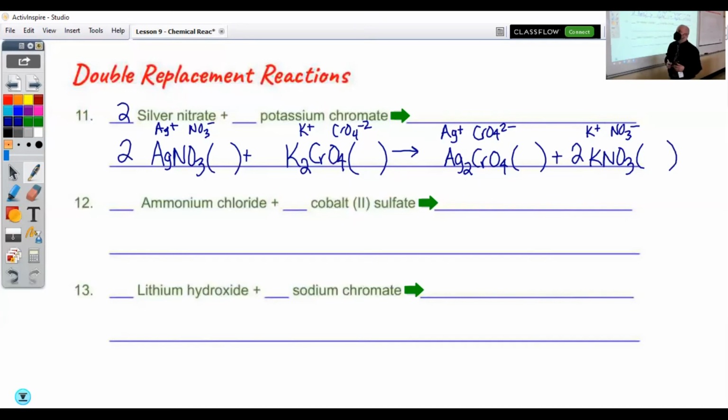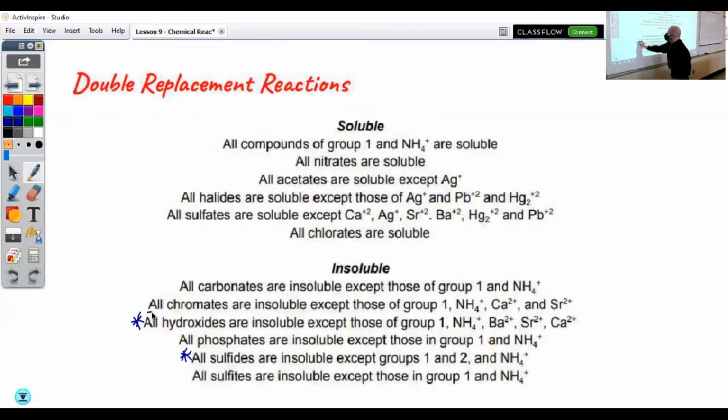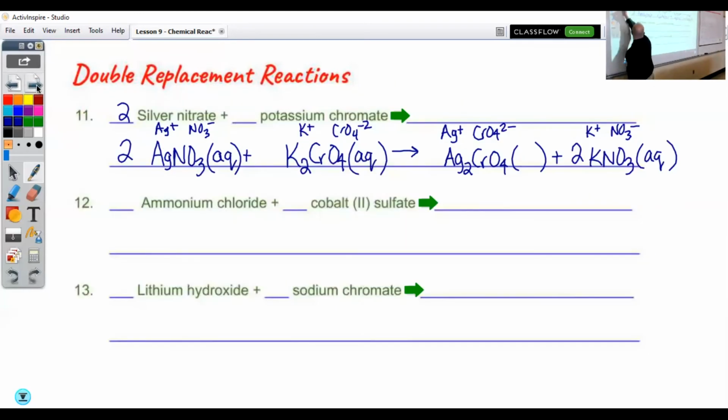Looking at our solubility rules, we have AQ, because all nitrates are soluble. So we can also go over here and write AQ, all nitrates are soluble. Here we have a group 1 potassium, so that's going to be soluble. And now we're going to look for silver chromate. Well, if we go back and look at our rules, we do have a rule for chromates. All chromates are insoluble. Let's look for silver, except no silver. So what we're going to do is go back. We're going to identify silver chromate as a solid.